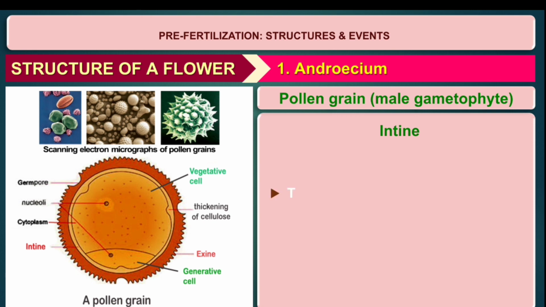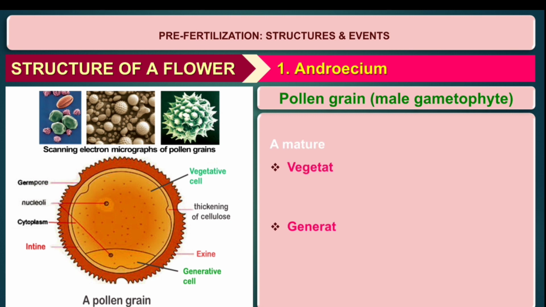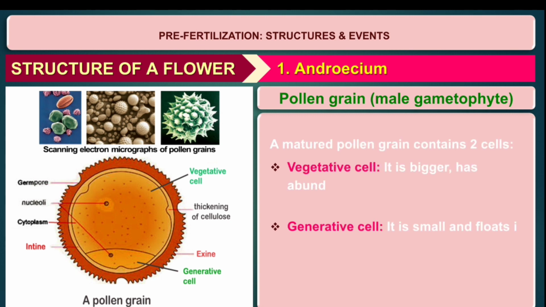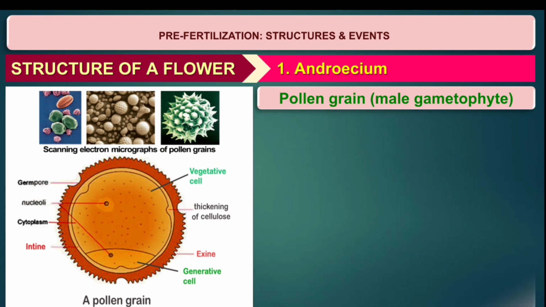Now next to that is the intine. The intine is the inner wall, a thin and continuous layer, made up of cellulose as well as pectin. Inside this, there are two types of cells, as I already told: the vegetative cell as well as the generative cell. What are these vegetative cells? It is bigger and has abundant food reserve and a large irregular shaped nucleus. The generative cell is smaller and floats in the cytoplasm of the vegetative cell, and it is spindle shaped with dense cytoplasm and nucleus.